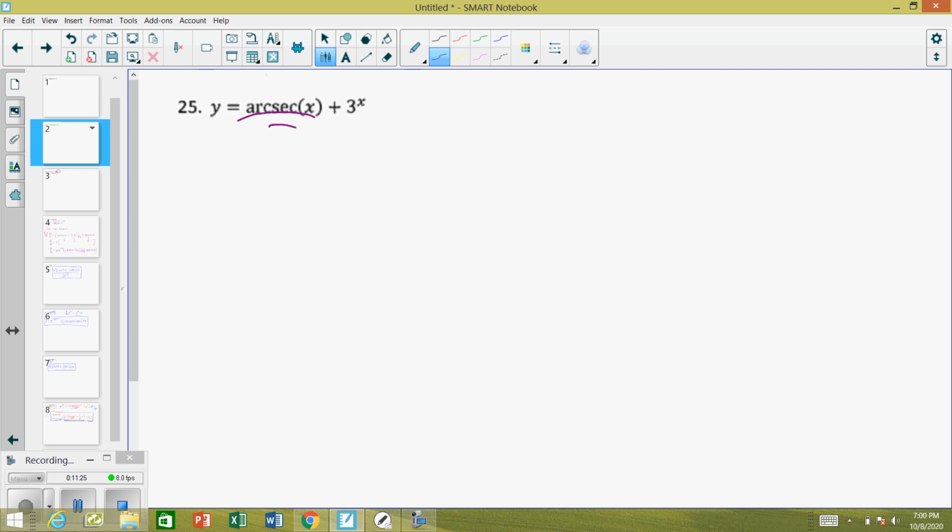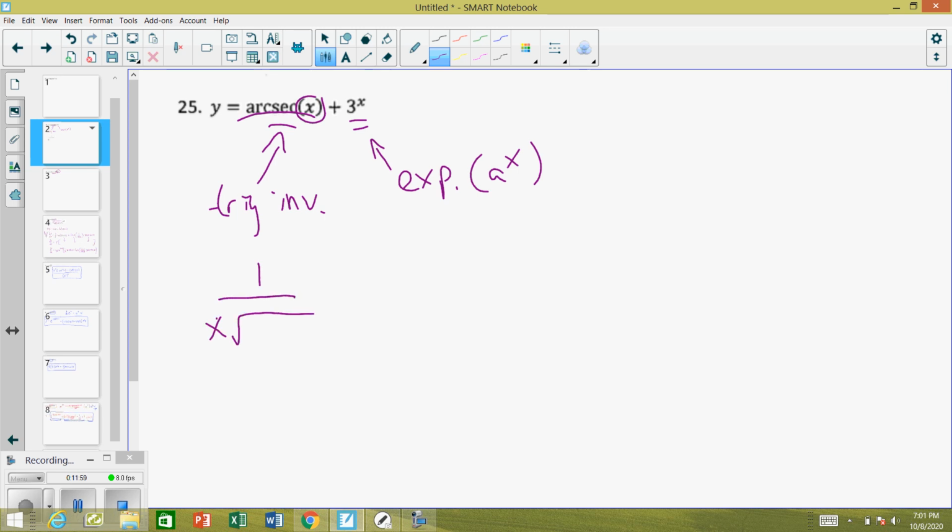25 is the arc secant of x plus 3 to the x. So we literally have two rules for these. We have one rule for trig inverse, and we have one rule for exponential. And this is an exponential where we have a to the x. Okay, so let's practice each of those. So it's just arc secant of just the quantity x. So that's pretty much just rewriting down the formula. Okay, the derivative of arc secant is just 1 over, and then hopefully remember from our chart, x square root of x squared minus 1.